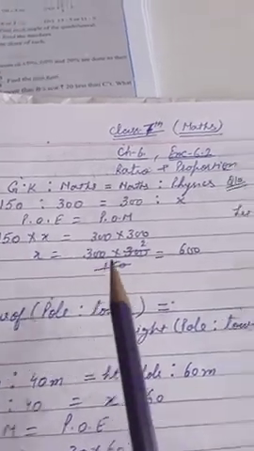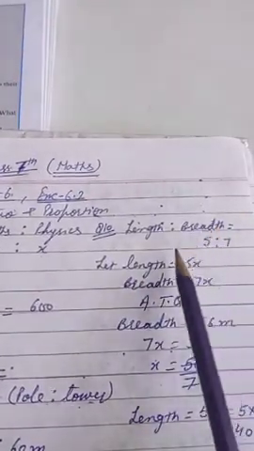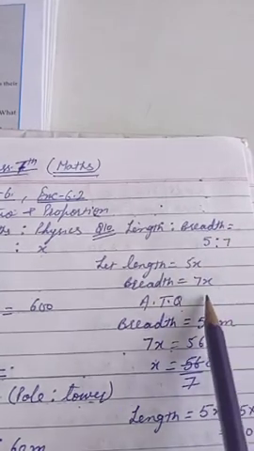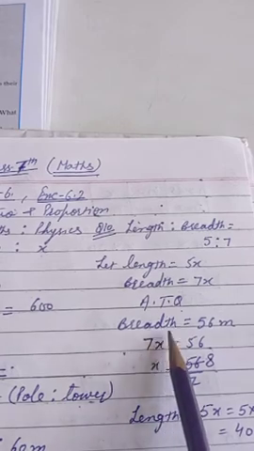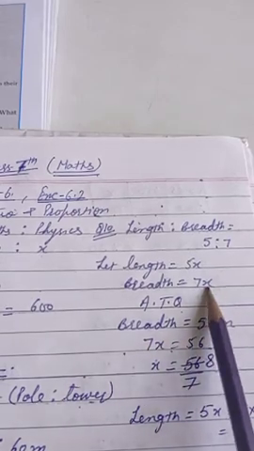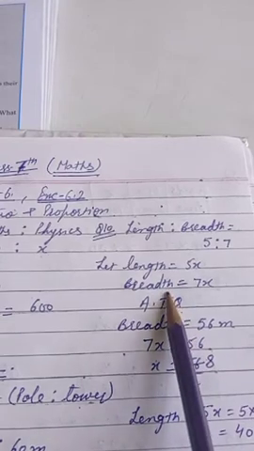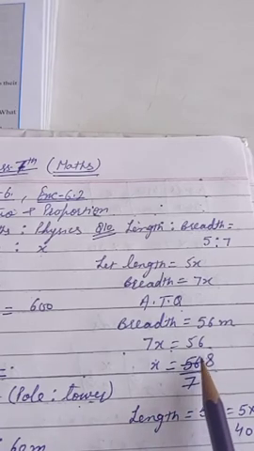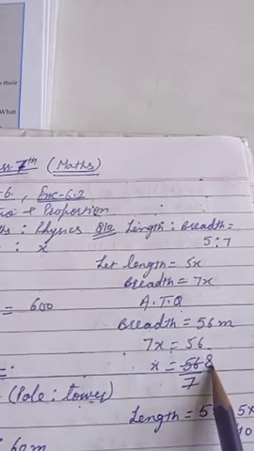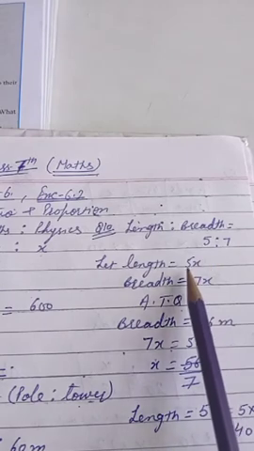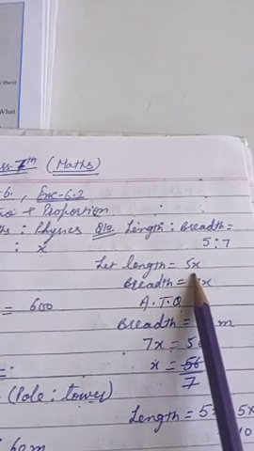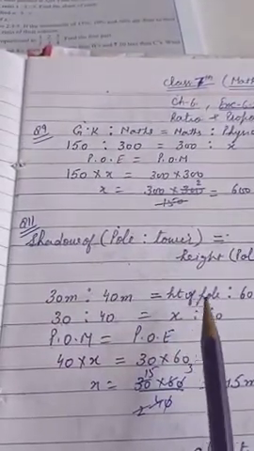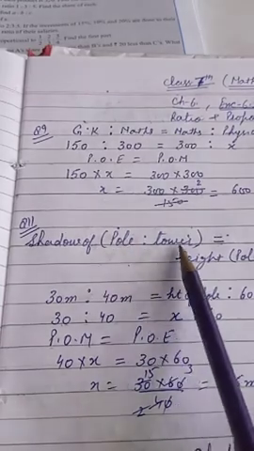10th question, the ratio of length to width is given 5 is to 7. So let the length be 5x, let the width be 7x. Now exact value of width is given 56. That means 7x is equal to 56 because this is ratio of width, this is exact value. So 7x is equal to 56, x will be equal to 56 by 7, 8. So once you get the value of x, you can easily find out length by multiplying 5 8s are 40. Clear?